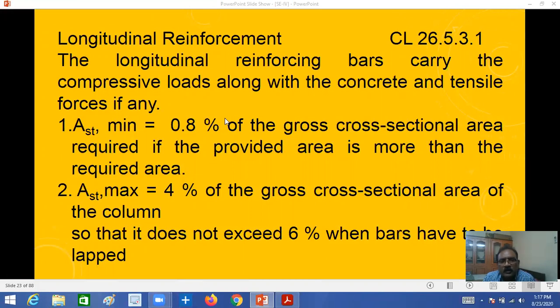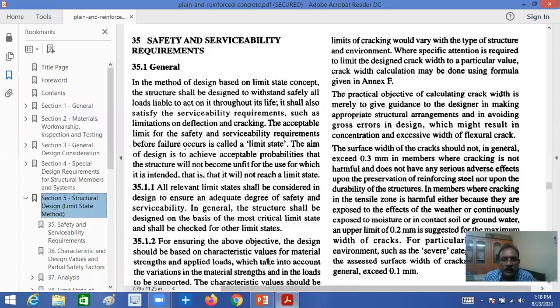If there are no overlaps, it should not be more than 4%. Of course, generally overlaps will be there in the columns. That's why we consider 6% as the maximum reinforcement in the columns. These are very important points.